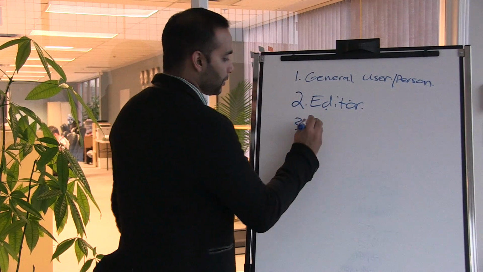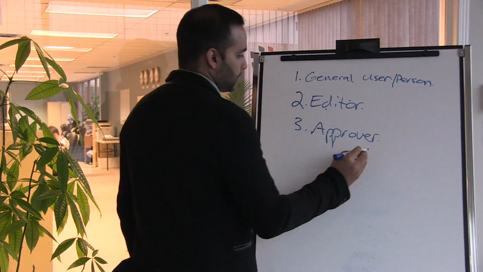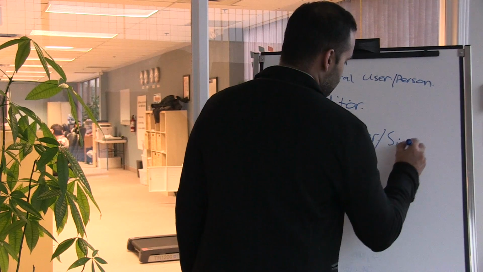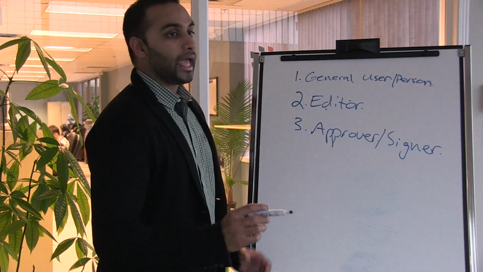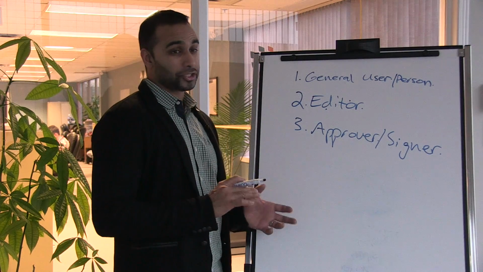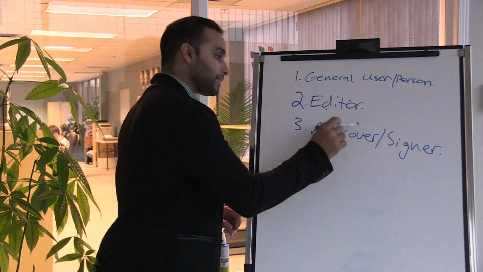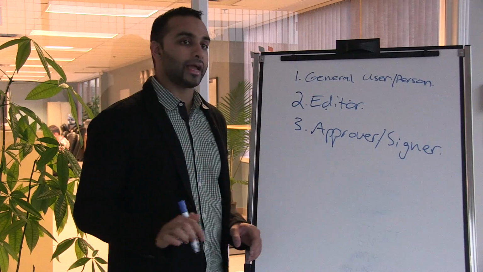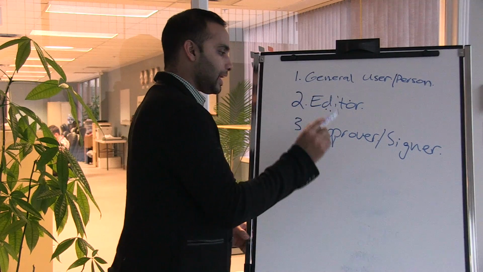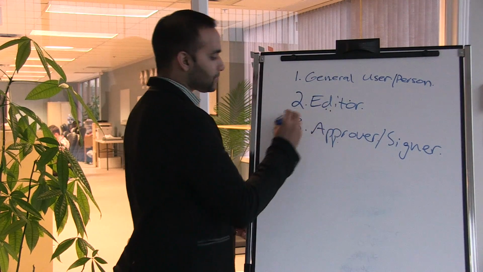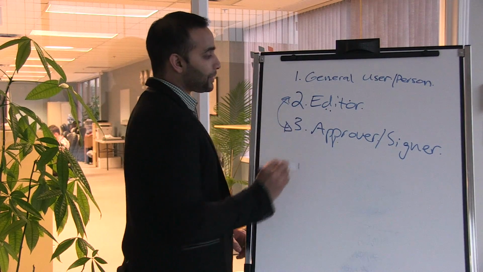Thirdly, you have your approver or your signer. So this is the person that receives a finished draft or a semi-finished section, and they simply have to read it and acknowledge that, yes, I approve this, or I sign it, or I digitally sign it. So that's pretty much all they do. So you have your general user, you have your editor, and you have your approver or signer. Now sometimes there might be a hybrid role of these two roles, but that's about it.